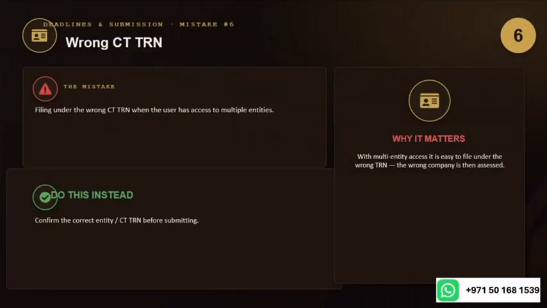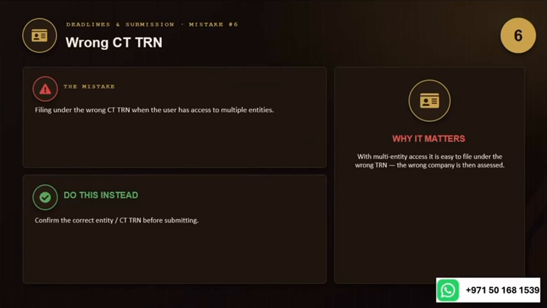Mistake number 6 involves filing under the wrong CTTRN, especially when multiple entities are involved. Confirm the correct entry before submitting to avoid incorrect assessments.